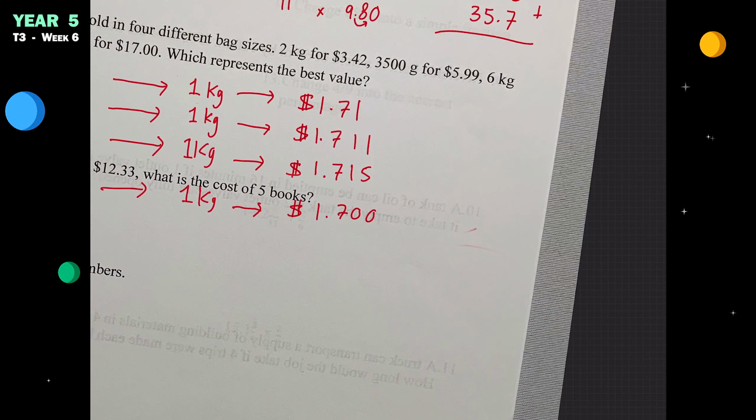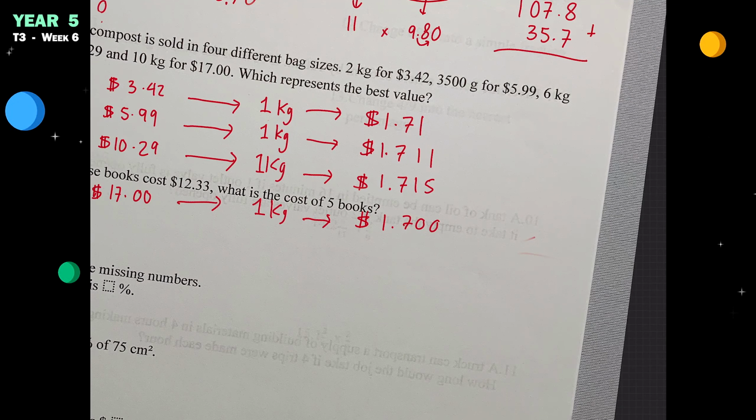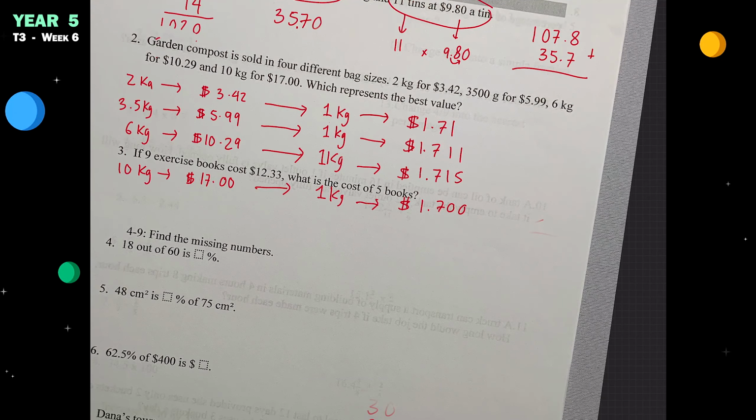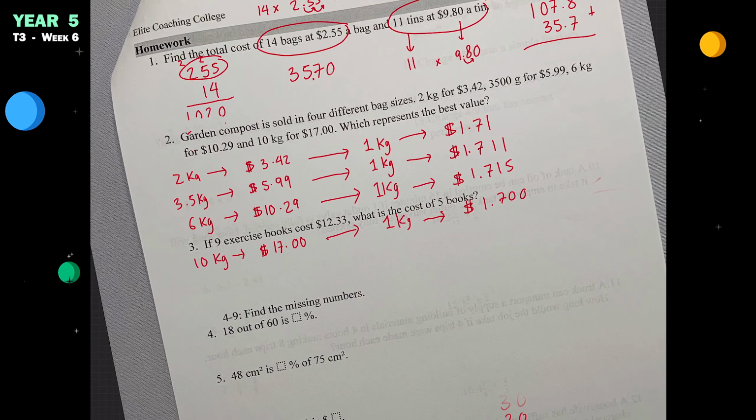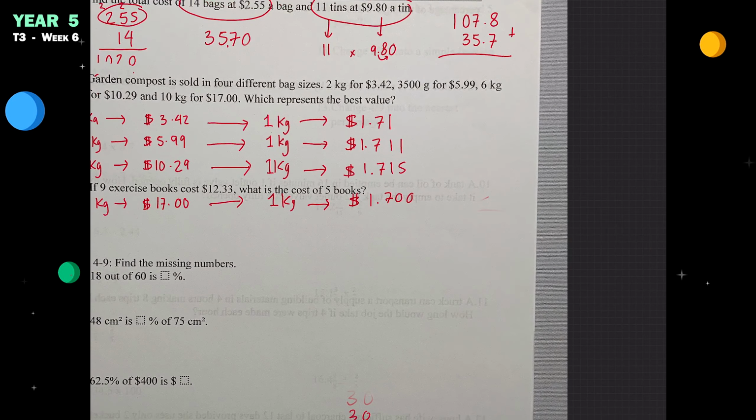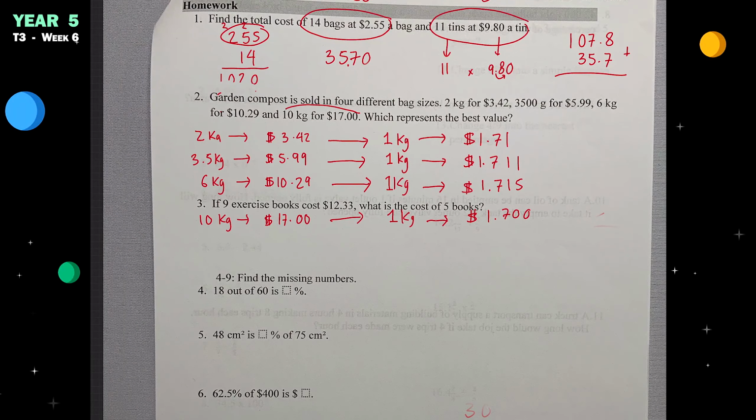You can have a look at this one. For 1 kilogram, you can pay $1.71, or for 1 kilogram, you can pay $71.1, and so on. So which one's the cheapest? Obviously, this one is the cheapest. So therefore, which one represents the best value? You can just circle that if you want. That's the answer. Just circle that, and that's done.